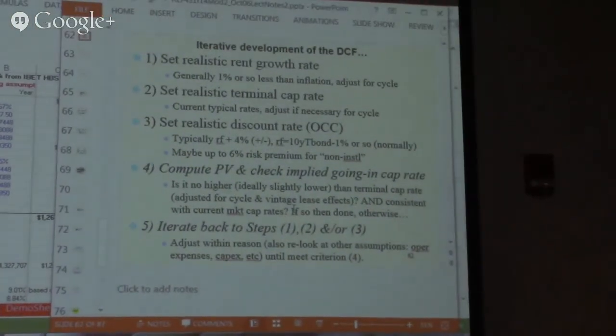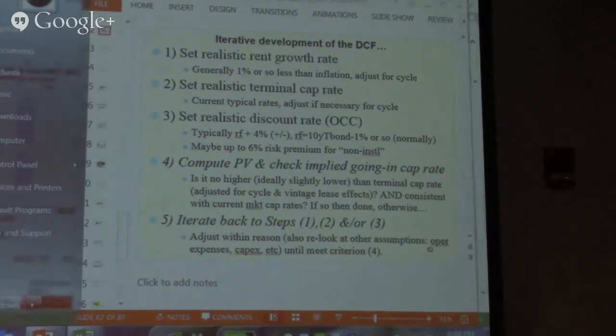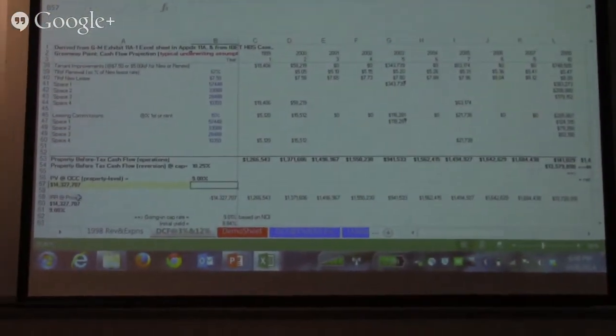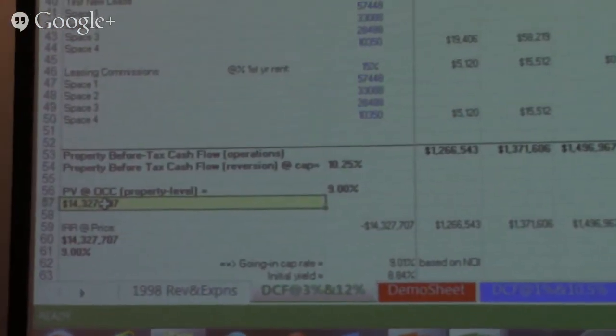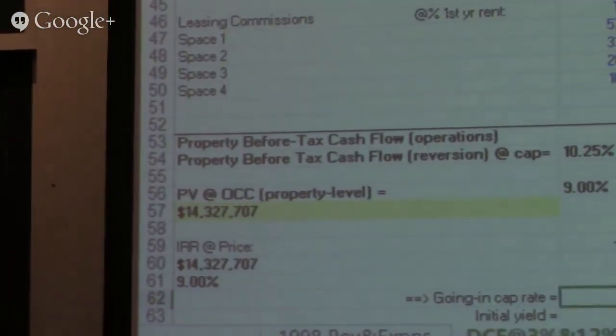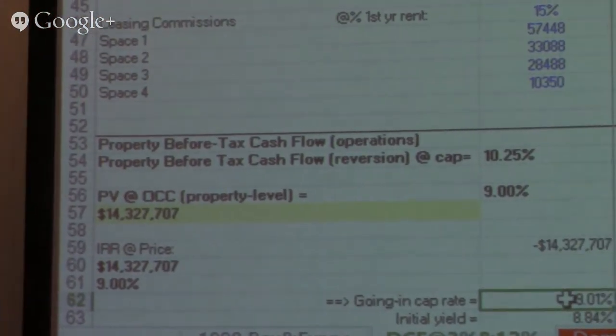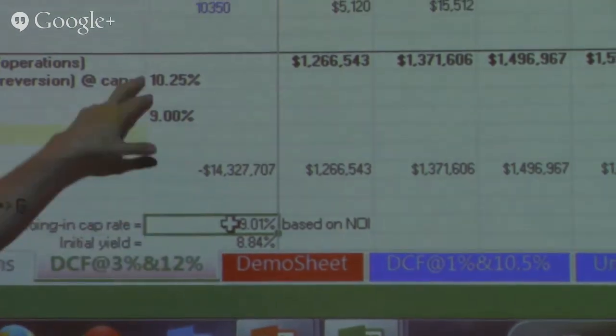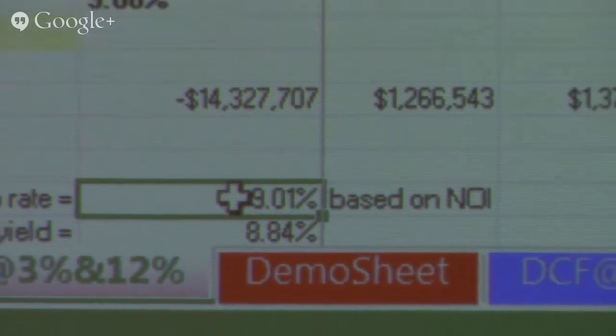So now, compute the present value and check the consistency with going in cap rates. All right, so, oops. So we are getting a present value of over $14 million, $14.3 million. And that's a going in cap rate of only 9%. And our range of realistic going in cap rates is 9.5 to 10.5. So this is not consistent with the market evidence for market price. Furthermore, this going in rate is way too far below the going out rate. It's 125 basis points below the going out rate.